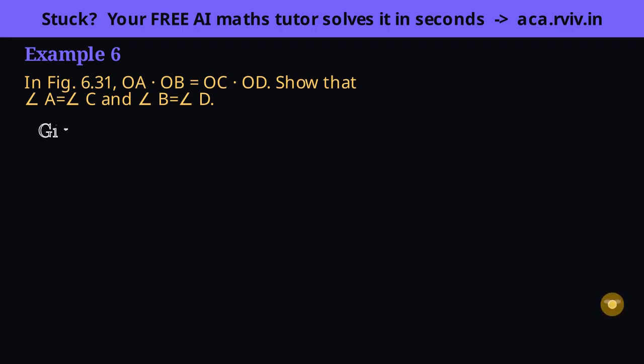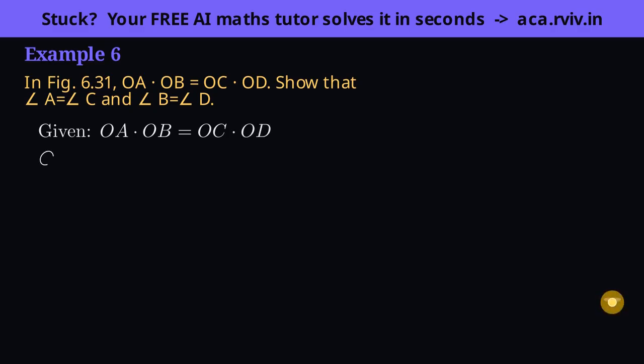OA times OB equals OC times OD, a product of lengths. But every similarity tool we own, whether SSS or SAS, is written in terms of ratios, not products. So there's really only one sensible opening move: turn this product into a ratio.